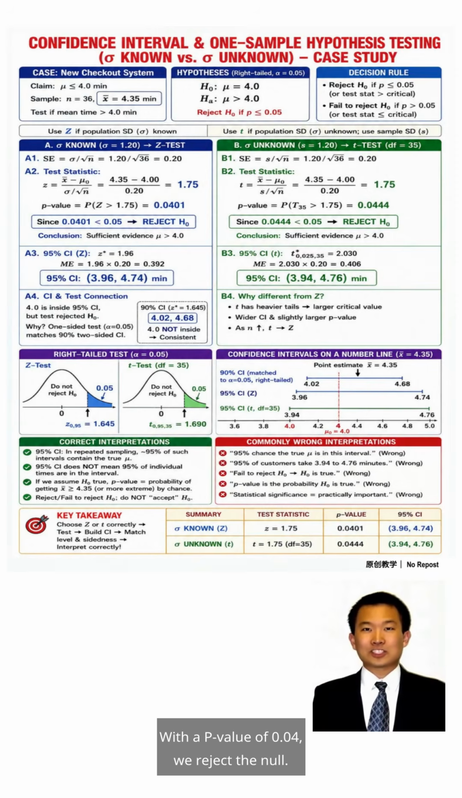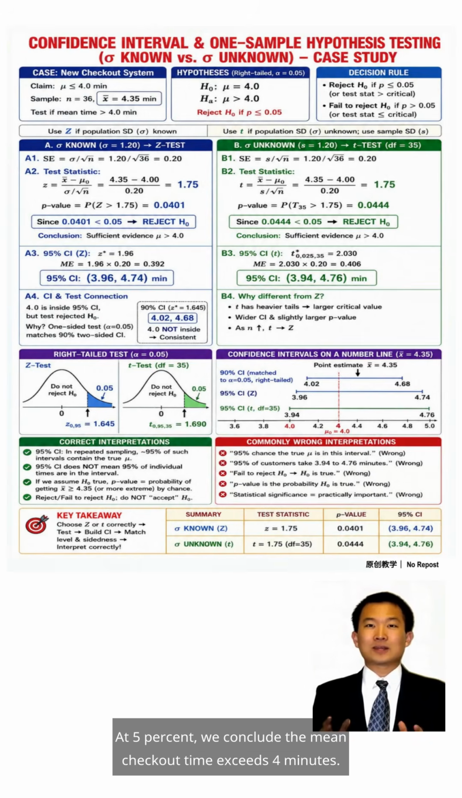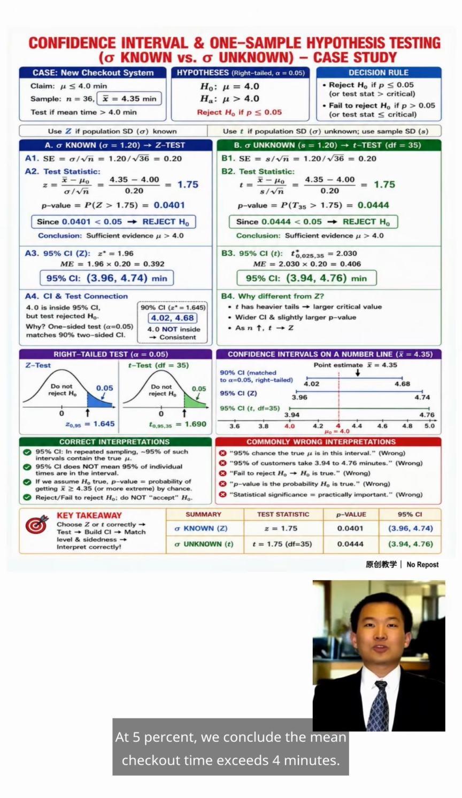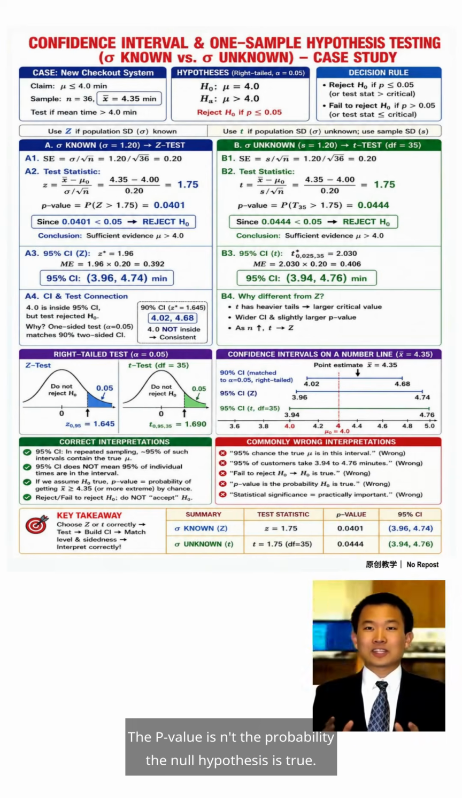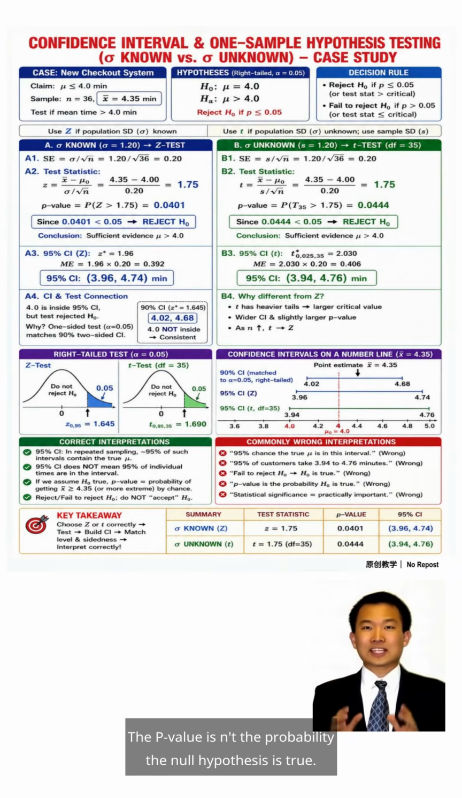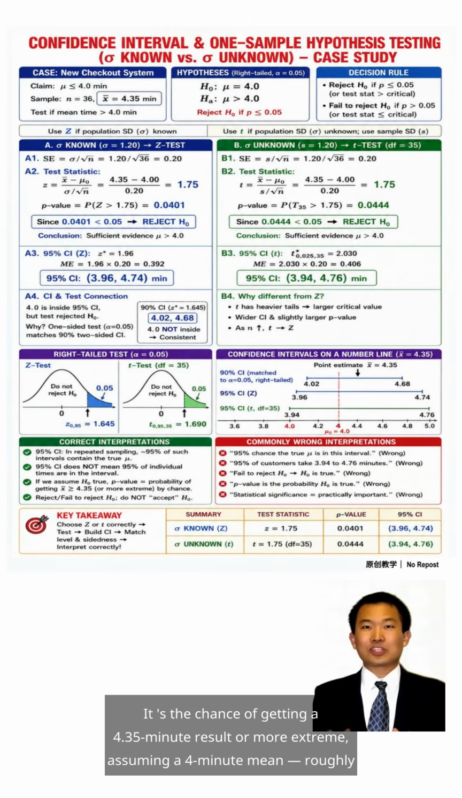With a p-value of 0.04, we reject the null. At 5%, we conclude the mean checkout time exceeds 4 minutes. The p-value isn't the probability the null hypothesis is true. It's the chance of getting a 4.35-minute result or more extreme, assuming a 4-minute mean, roughly 4.01%.